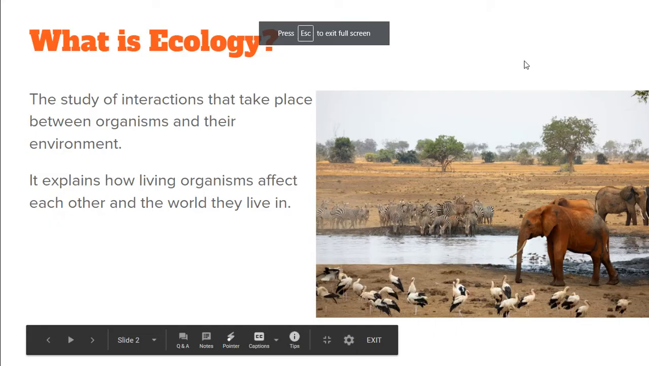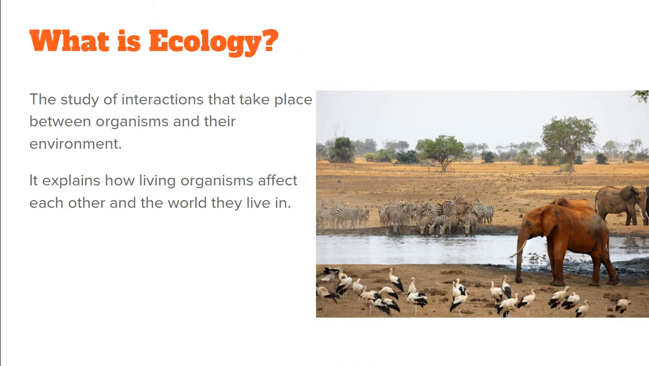So, ecology is the study of the interactions between organisms and their environment. It explains how living organisms affect each other and the world we live in. You can see, for an example, there's a snapshot of an ecosystem. On the slide, we have elephants, zebras, a bird species, and we also have trees. Trees are living organisms. So don't forget about the grass and your plants that are coming up. Plants are a living organism.